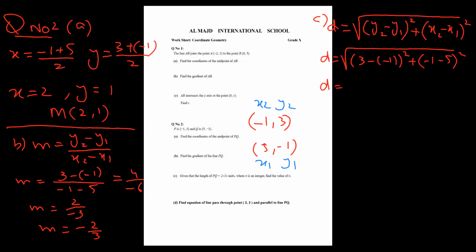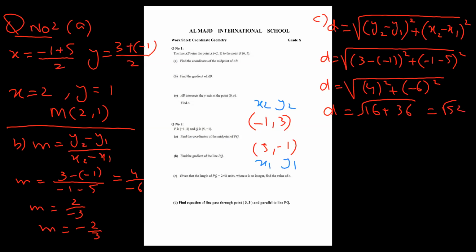So the answer is coming here, 4. Here the answer is coming negative 6. So distance is coming 16 plus 36, root 52. But when you type it in the calculator, PQ is coming 2 root of 13. If you compare this with this, the outside 2 matches, so inside the n value is 13.